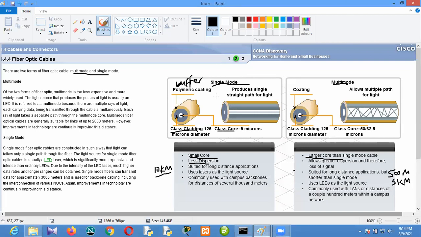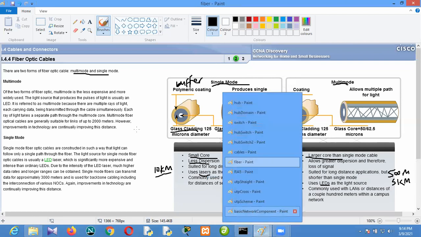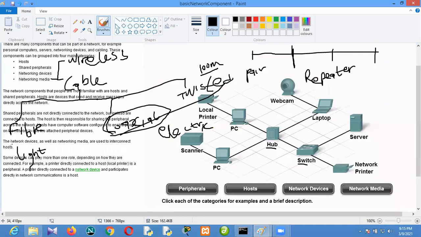Again, in single mode, the light that it uses is laser light, while in multi-mode, the light that it uses is LED light. So these are basic differences between single mode and multi-mode. There is more, but at your level, I might just stop at this point. I'm assuming that I'm done with fiber.